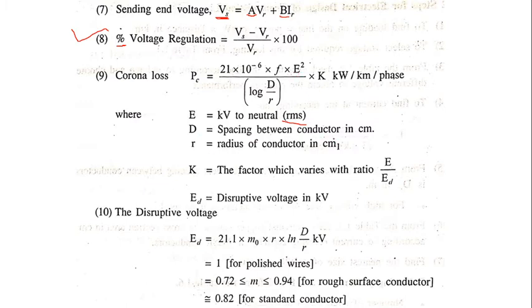Then D, that is the spacing between conductors in centimeter. r is the radius of the conductor in centimeter. K is the factor which varies with the ratio of E by Ed, where E is the kilovolt to neutral RMS and Ed is the disruptive voltage. Now the disruptive voltage is defined as Ed is equal to 21.1 into m0 r ln D by r. This is for the polished wire, and m0 is between 0.72 to 0.94 for a rough surface conductor, and for a stranded conductor we can consider it as 0.82. We are going to follow this formula.